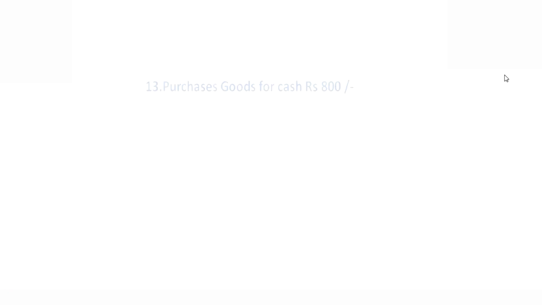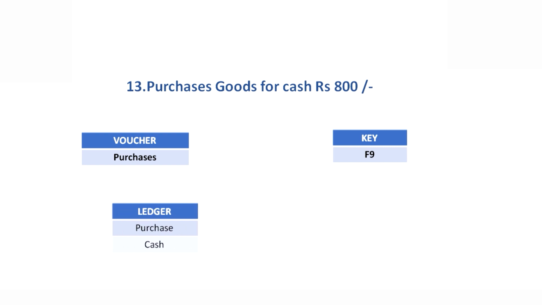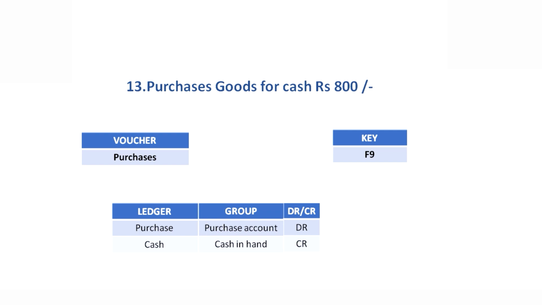So next we go with a transaction: purchase goods for cash rupees 800. So we use a purchase voucher. Shortcut key will be F9. So we require purchase and cash ledger. Both are available in data. So we debit purchase and credit cash of rupees 800.